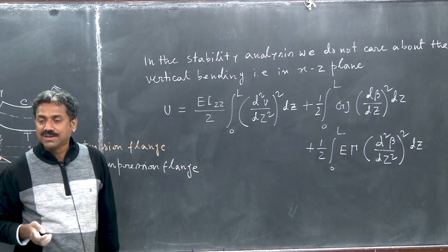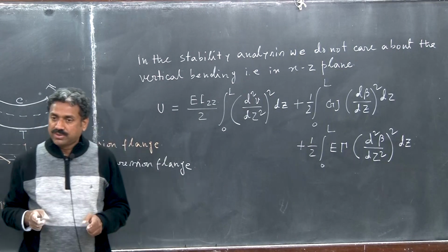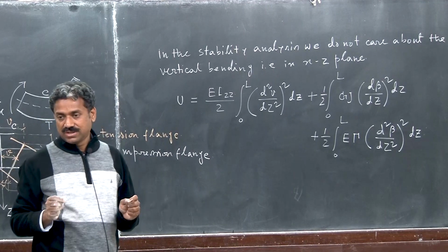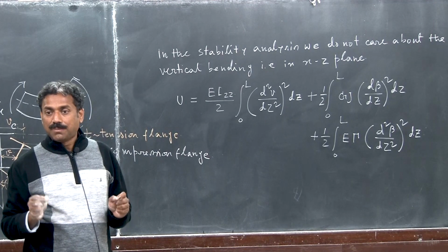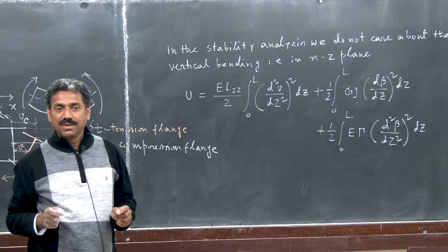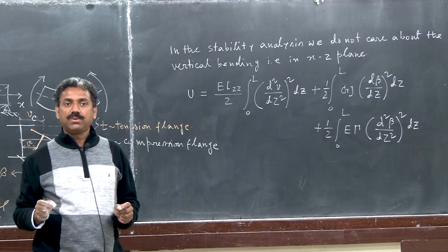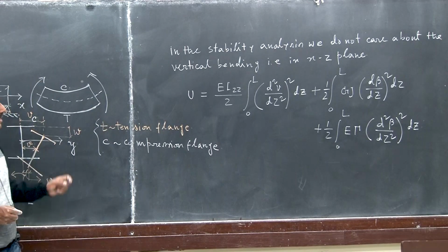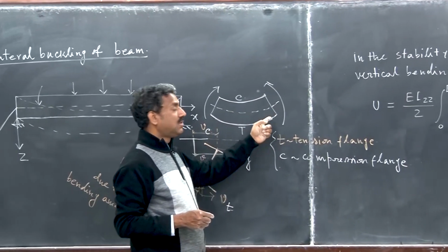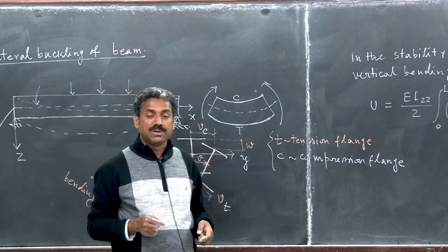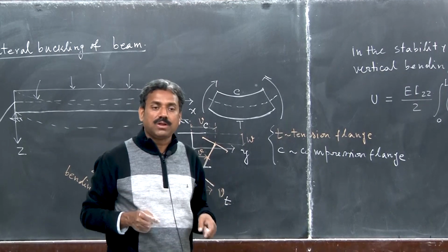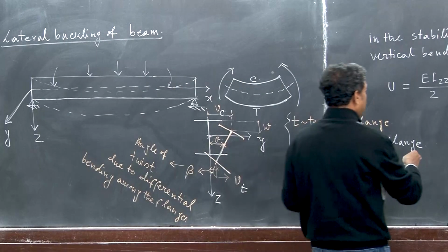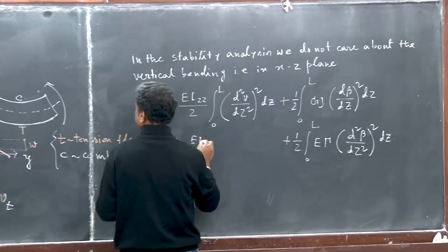Why am I not considering that? Because that has no contribution as far as losing stability is concerned. The bending in the vertical plane doesn't contribute in the instability process. Of course, it contributes to the instability by causing the kind of stress condition which is conducive to instability. Okay, this point you must understand clearly before proceeding. You understand that?